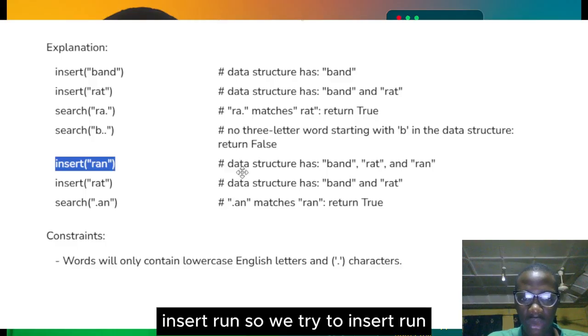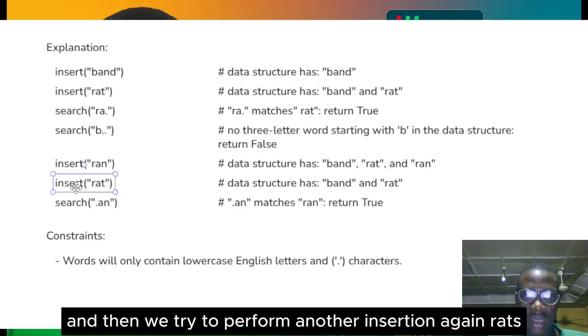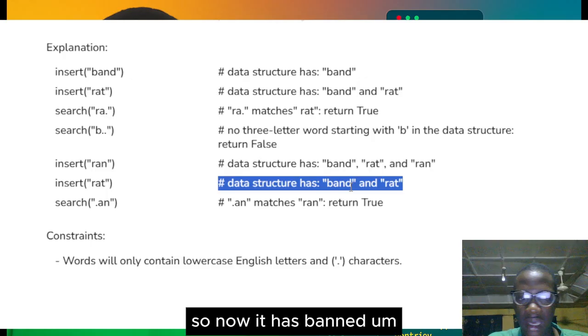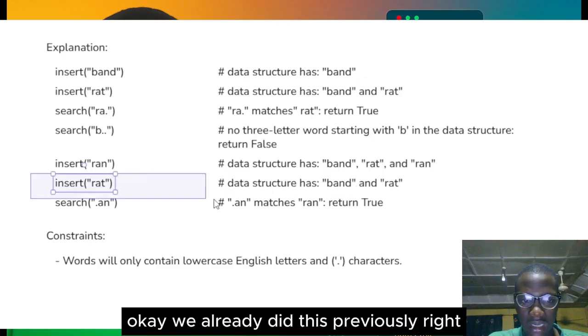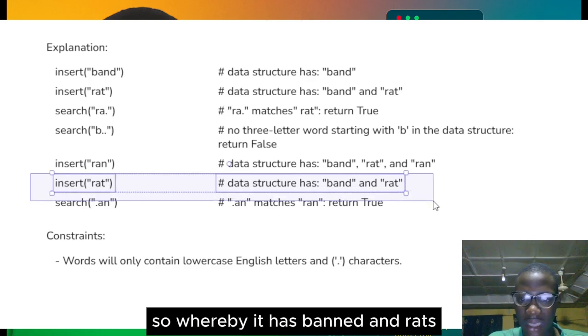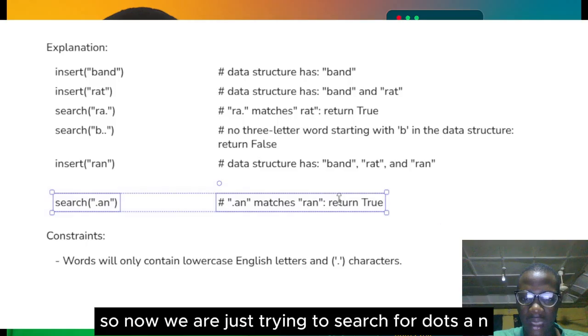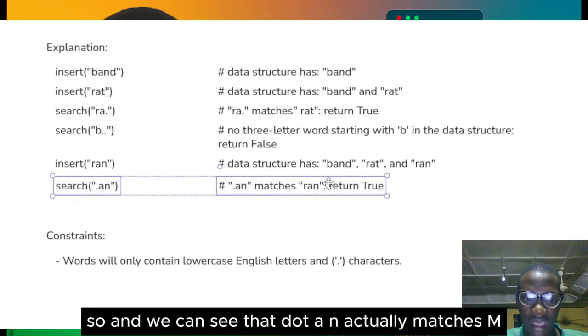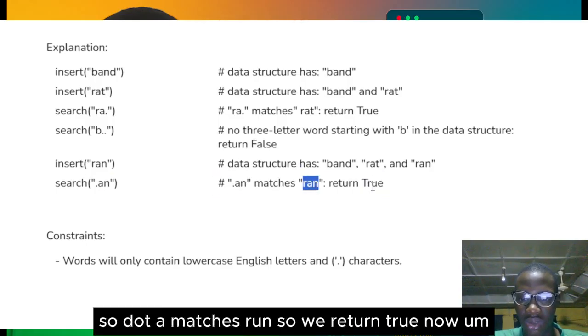Next, we insert ran, so now the data structure has band, rats, and ran. Then we try to perform another insertion again, rats. We already did this previously, so it has band and rats. Now we are just trying to search for .an. We can see that .an actually matches ran, so we return true.